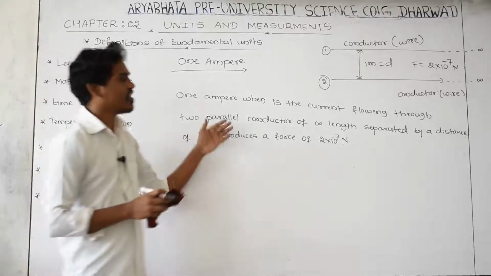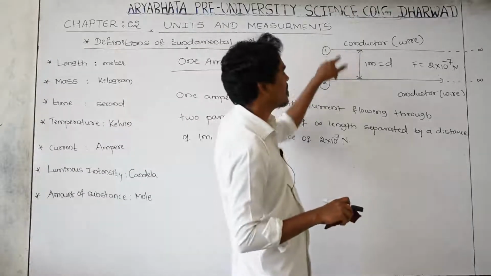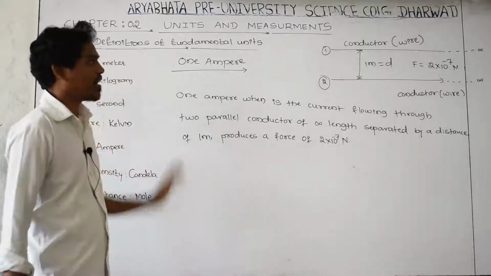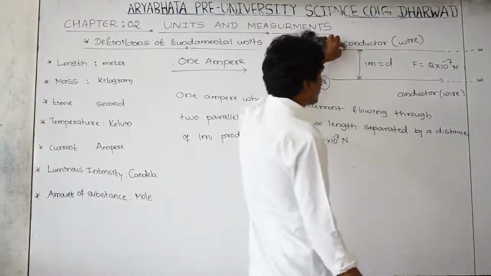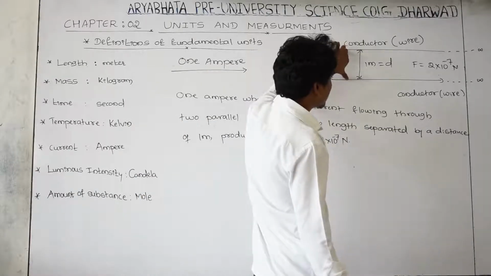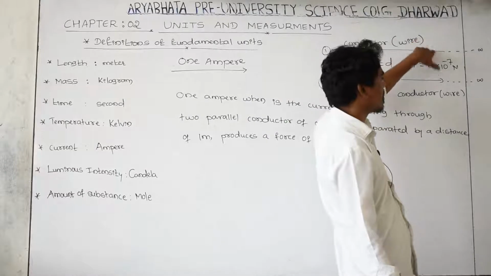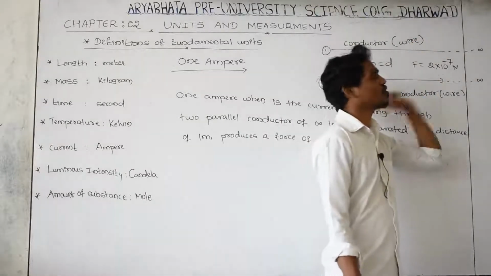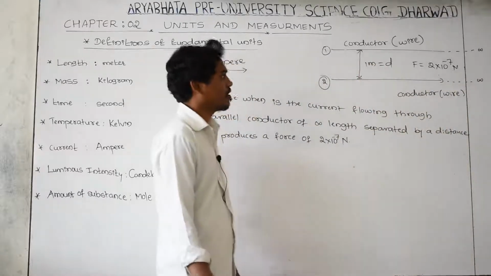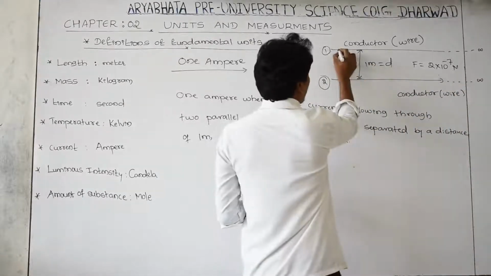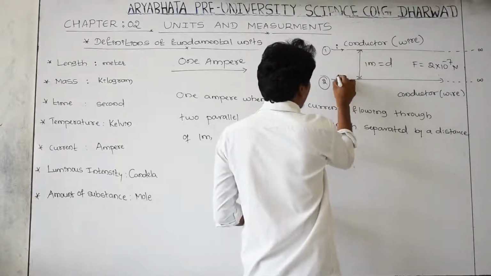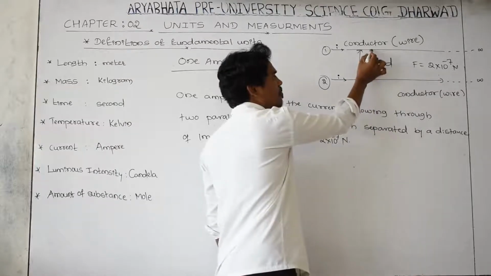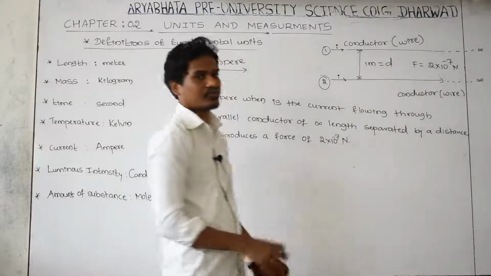In order to understand very carefully, let us take this one conductor and this second conductor, exactly parallel. It means the distance between the first conductor and the second conductor is the same everywhere. These are two parallel conductors. In this conductor the same amount of current is passing, indicated as I, and in this conductor also current is passing. What is the distance between these two conductors? The distance between the first wire and the second wire is 1 meter.